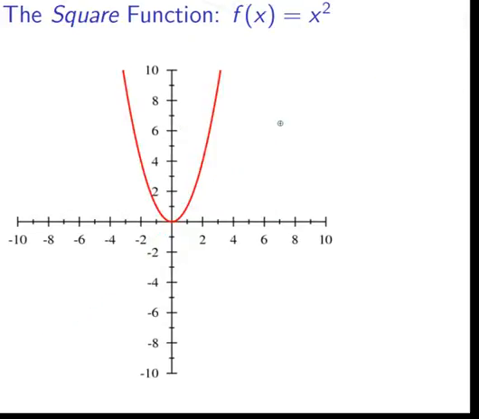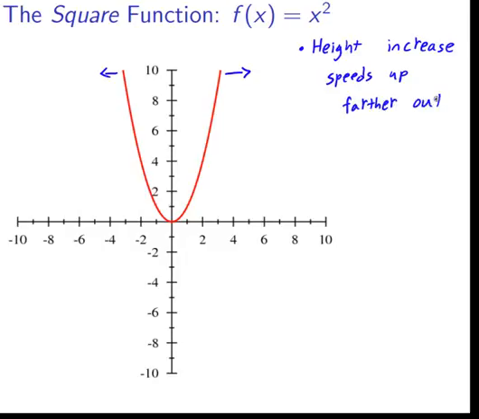The square function, f of x equals x squared. The first thing to notice is that as it goes to the right, it starts to go up faster and faster. And as it goes to the left, it goes up faster and faster. So the height increase, its rate of change, speeds up farther out. The farther we get away from the middle, the faster it's moving up.